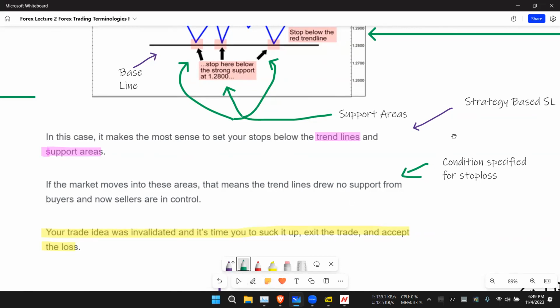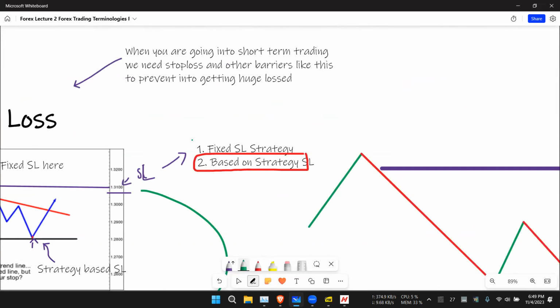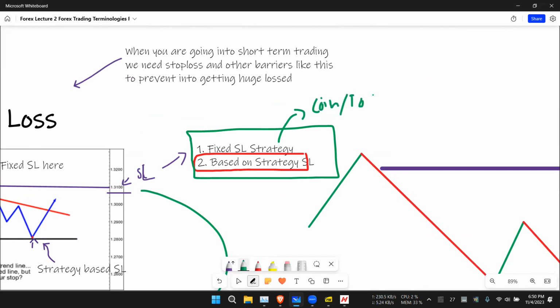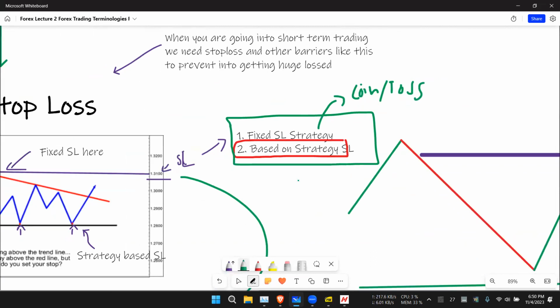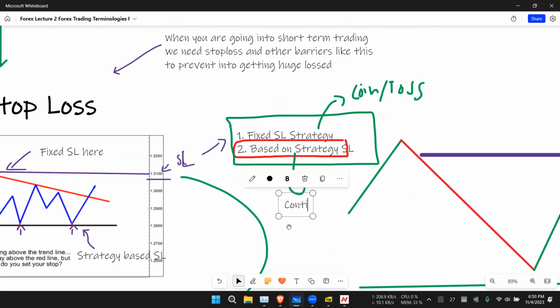We have two tools right here: a fixed stop loss and a strategy based stop loss, right, Chris? This one is like a coin toss. If it actually hits, you stop; if it doesn't, it doesn't. It happens or it doesn't. That's the fixed stop loss strategy. But the strategy based stop loss is based on patterns, on continuous patterns, right, Chris?